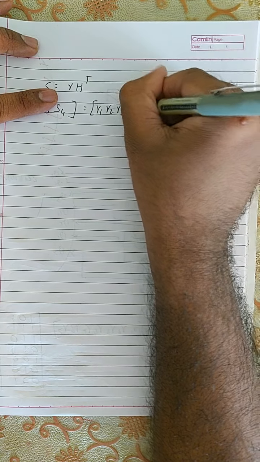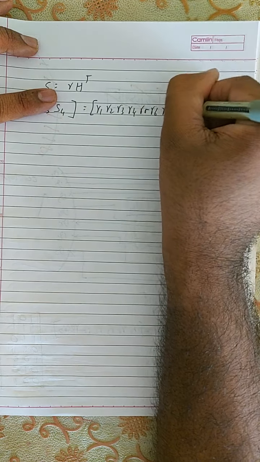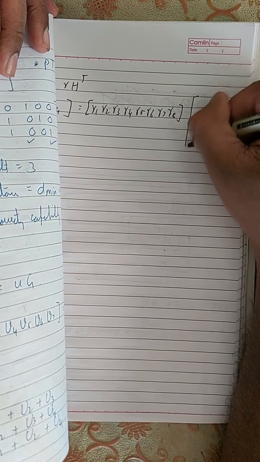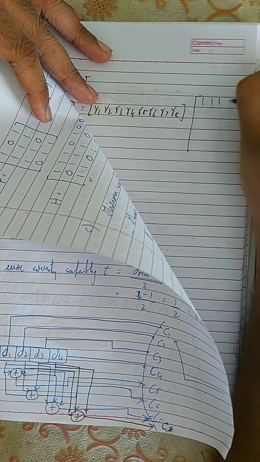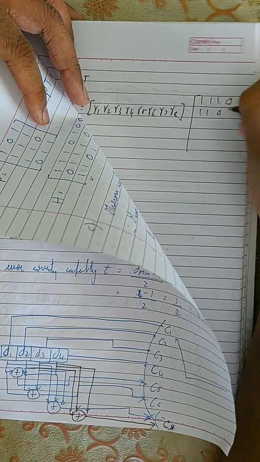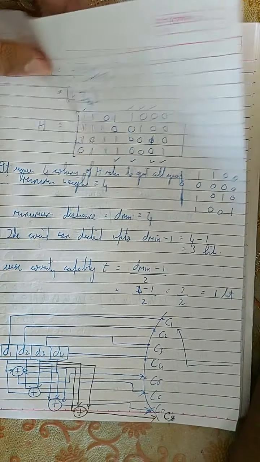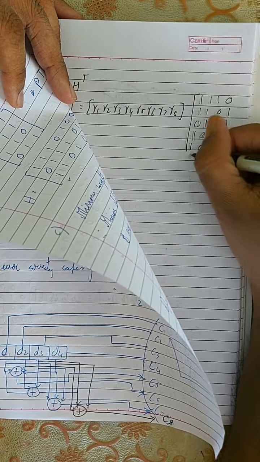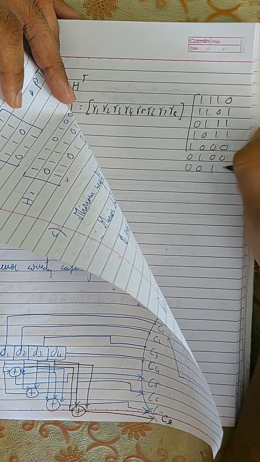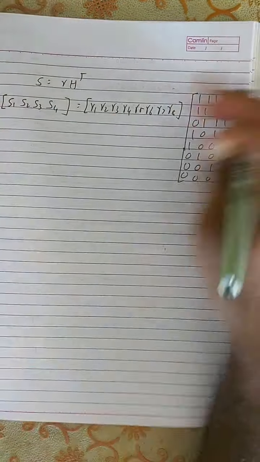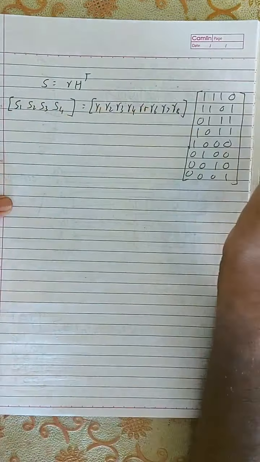And R is R1, R2, R3, R4, R5, R6, R7, R8. And H transpose, we already know what H is, right? This is H, so H transpose is 1110, 1101, 0111, 1011, 1000, 0100, 0010, 0001. So this is H transpose. Okay, that's it.